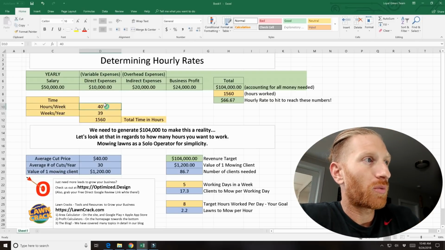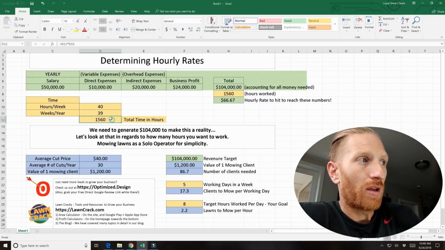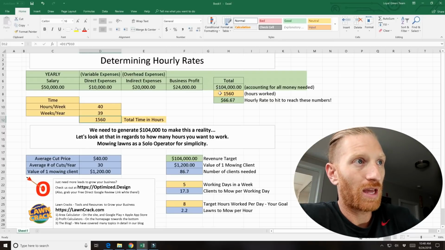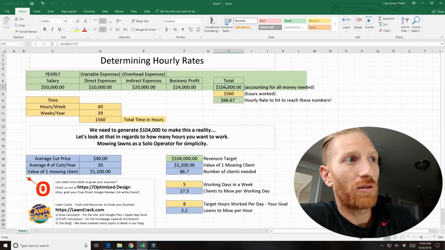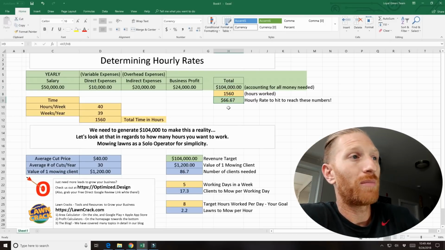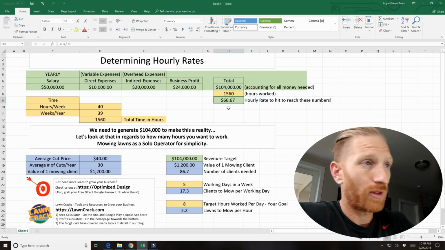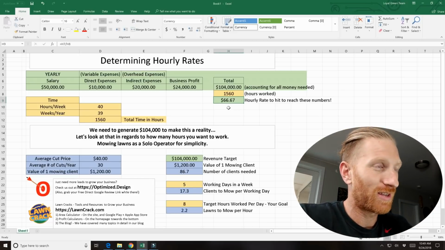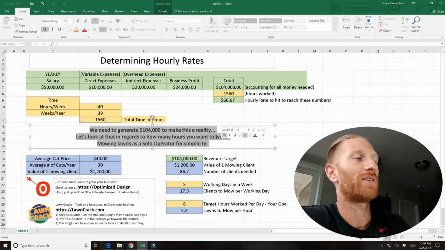So 40 hours per week at 39 weeks per year, the total hours worked in this year is going to be 1,560. So that number comes right here. And if we divide $104,000, all the money we need to account for, by the hours we want to work, we need to make $66.67 an hour. So hopefully that's not blowing your mind that that's too much money, because it's not too much money.